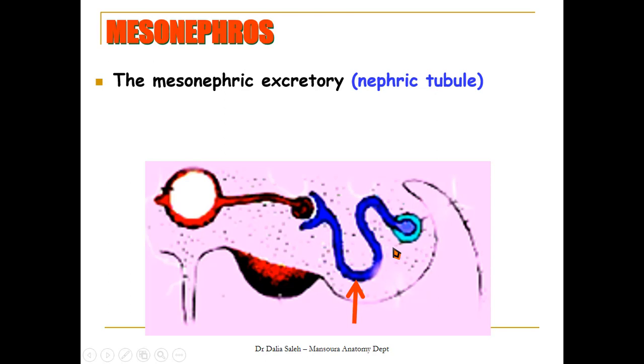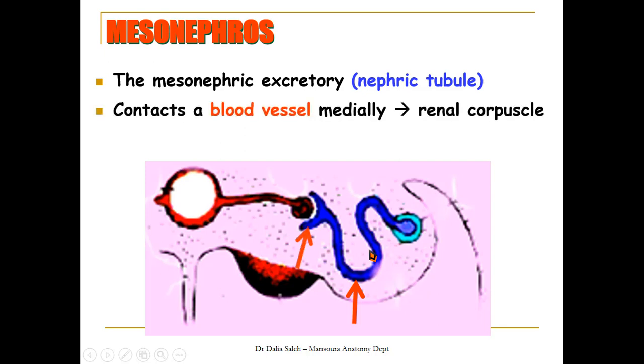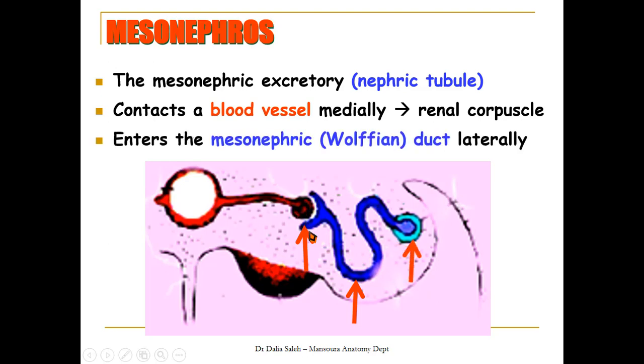So the mesonephric excretory unit, which we call the nephric tubules here, communicates medially with a blood vessel arising from the dorsal aorta. This gives us here the renal corpuscle. Its lateral end will empty into the mesonephric duct, which has another name. We call it the Wolffian duct.